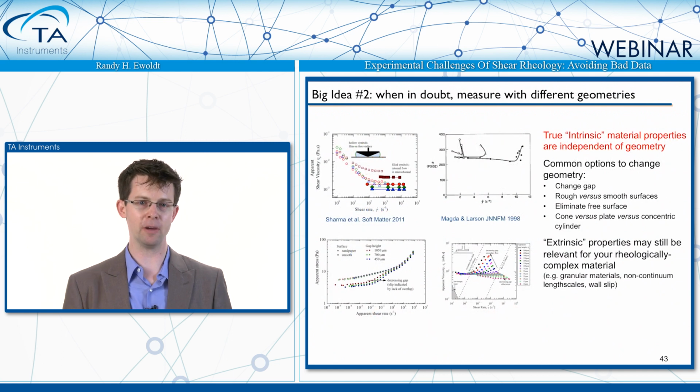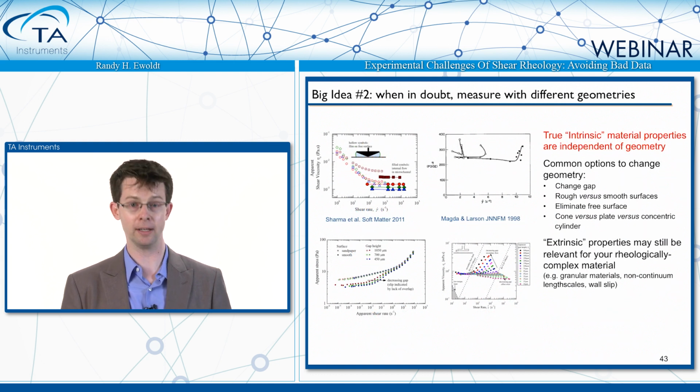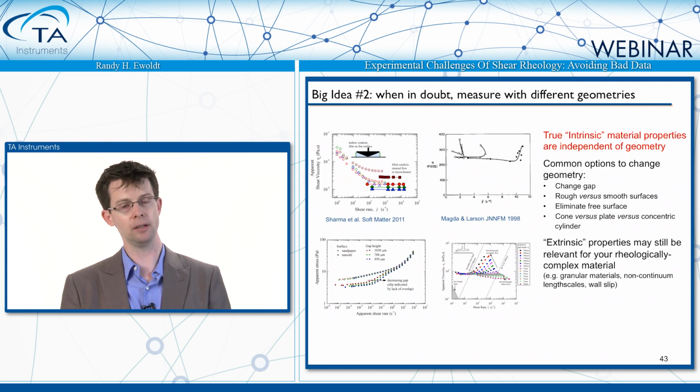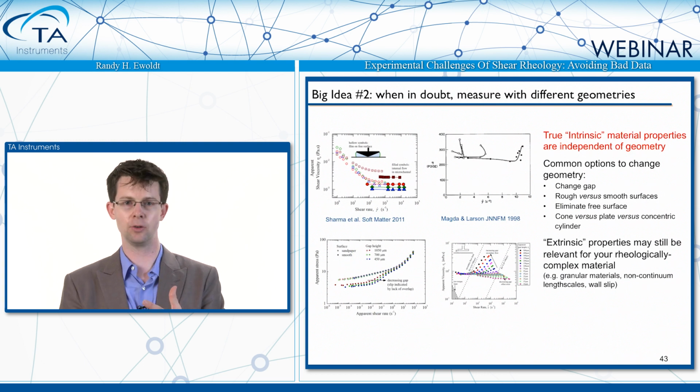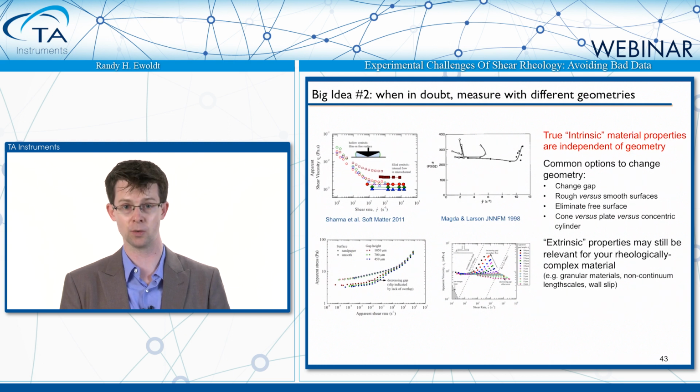The other thing, when in doubt, measure with different geometries. You've seen multiple issues that can be resolved or at least identified by making measurements with different geometries, most commonly with a parallel plate at different gaps. But it could be the difference between a cone and a concentric cylinder, but something that's two different geometries showing that the material properties and the intrinsic measures of stresses and strain rates should be exactly the same if it's really a true property.